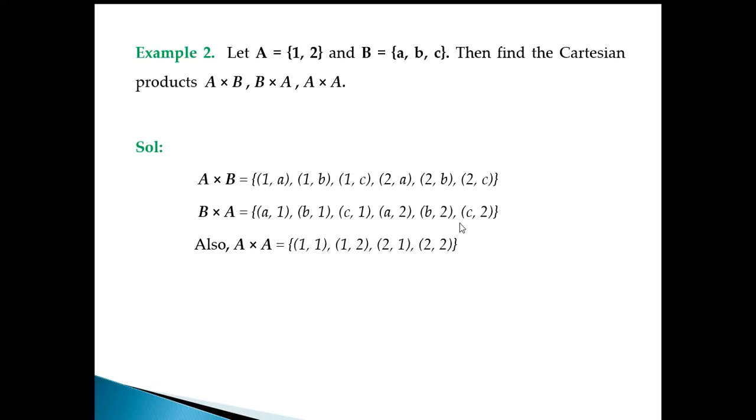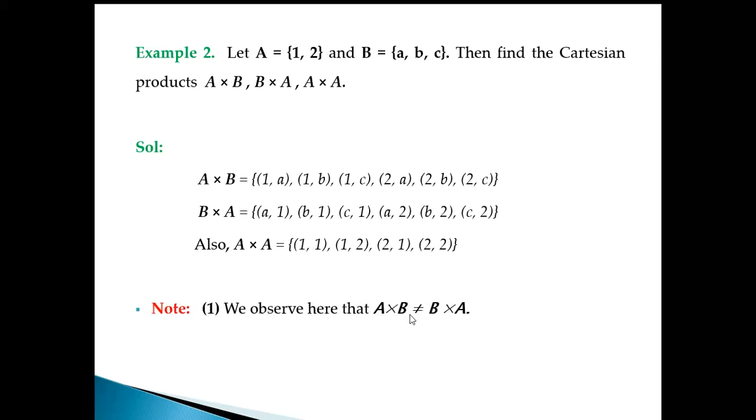Now you can see the elements of A cross B and B cross A. I think these elements are not equal, right? These elements are not equal. So we can say that A cross B does not equal B cross A, because the ordered pair elements are different.